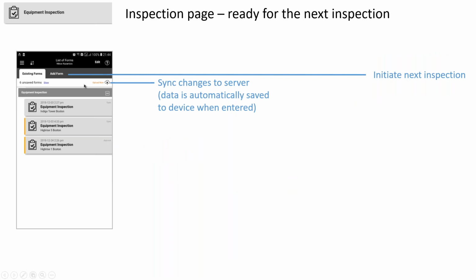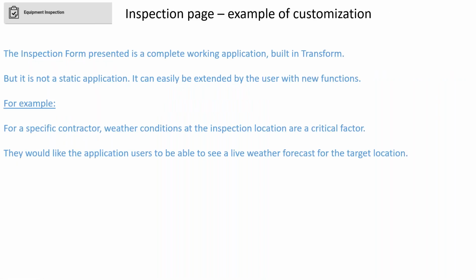Remember, everything that we've done up to this point is stored on the phone. There is no separate save action. Everything you enter at any moment is automatically saved on the device. But then upload actually gets it out to the server, out to the back end, which means that it's now visible to the back office. And then we can start another inspection from the same point.